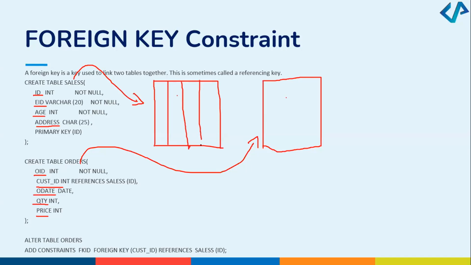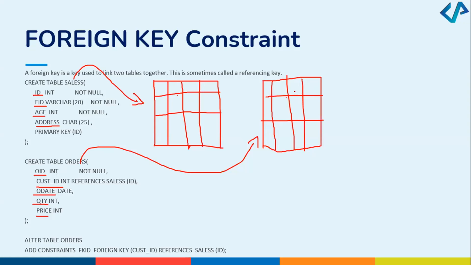What are columns? Something which are vertical. These are some other columns. And we discussed before we took the break, there is a constraint called primary key. Primary key is a unique key, right? So see, this is my table sales. This is my table orders. In this table, I have ID, employee ID, age, address as the columns. In this, I've got order ID, customer ID, order date, quantity, and price.